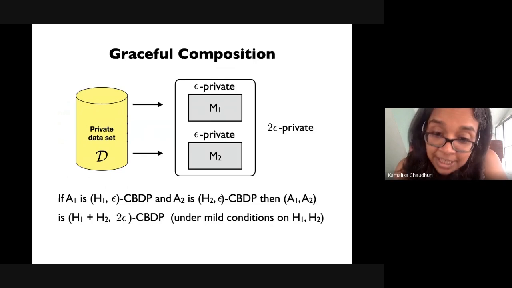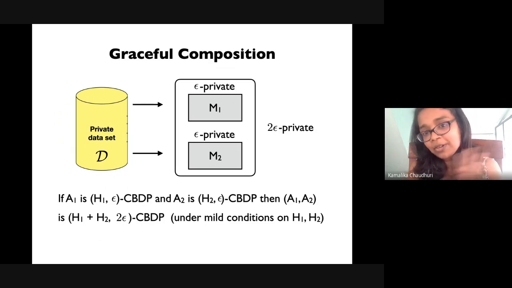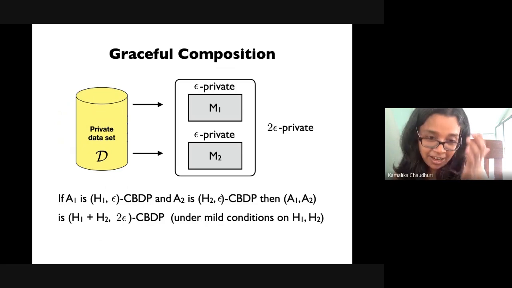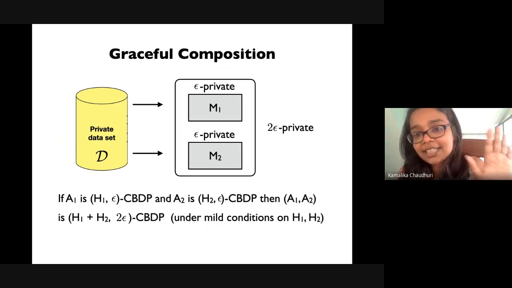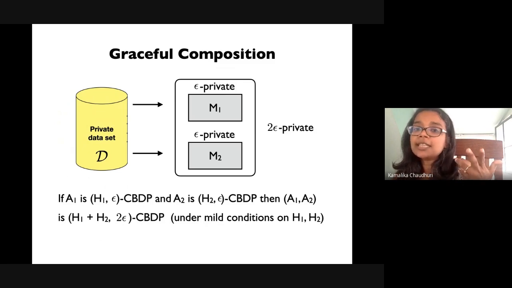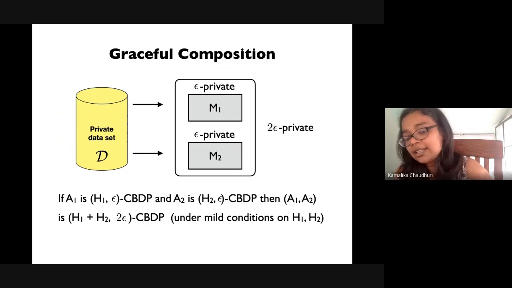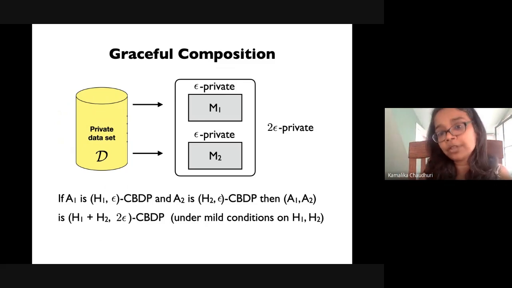Okay, so finally we come to graceful composition. Here I am talking about what we call sequential composition. Let me just talk about the simplest version ever. You have a private data set and two algorithms, M1 and M2, that don't consult each other. M1 releases something that's epsilon private. M2 releases something that's epsilon private. M1 doesn't even know M2 exists. Both outputs are available, and the result is 2 epsilon. This is the very basic composition result.